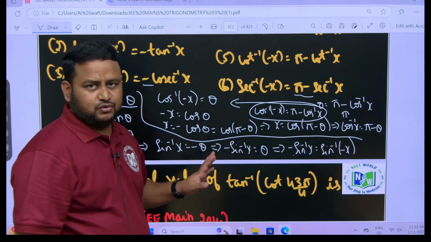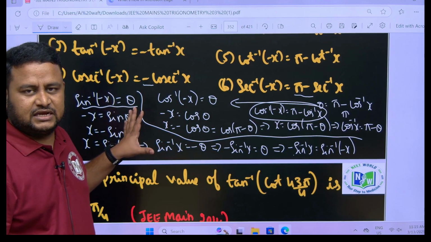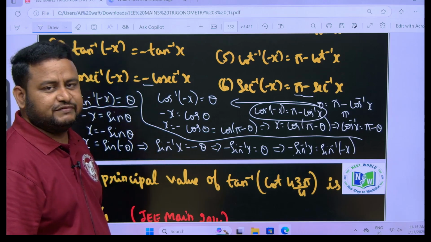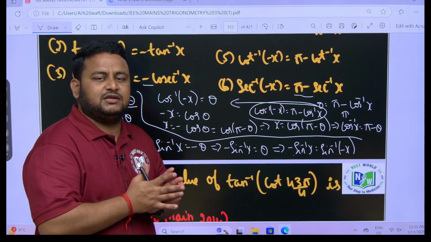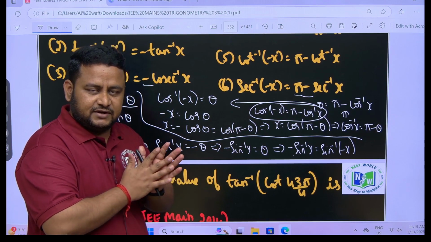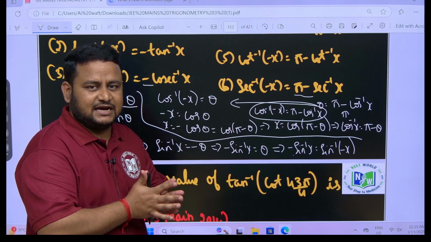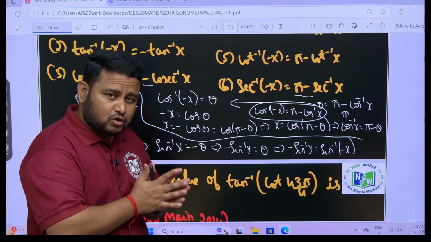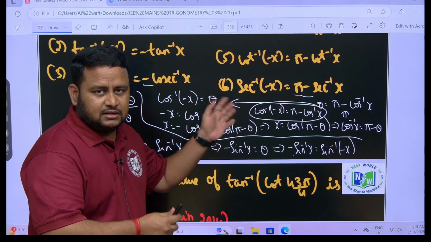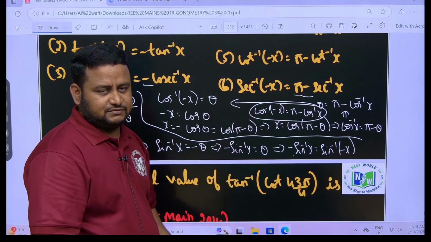Okay, I have just shown you how this value comes. Clear, friends? This is the negative of inverse trigonometric functions. So when it comes to sin inverse, tan inverse and cosec inverse, minus will come outside. When it comes to cos inverse, secant inverse and cot inverse, only pi minus comes outside, pi minus the inverse trigonometric function values.